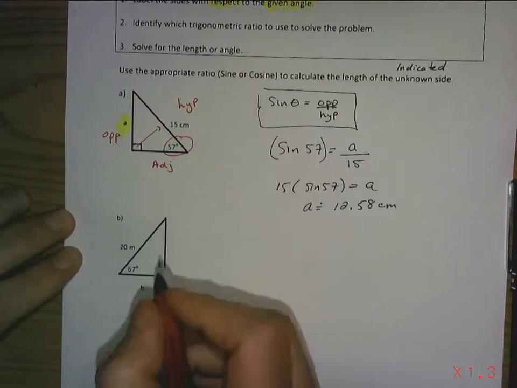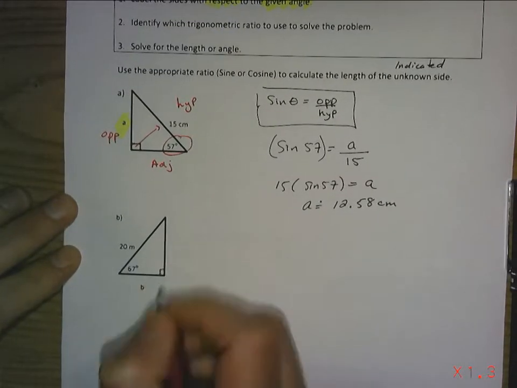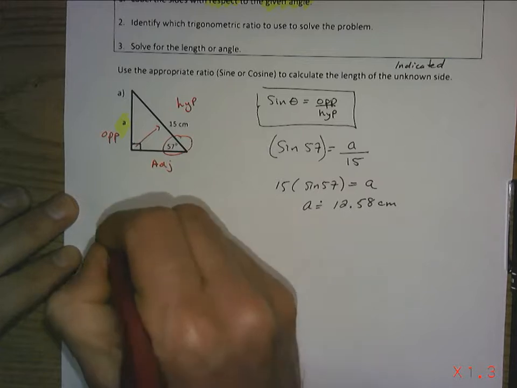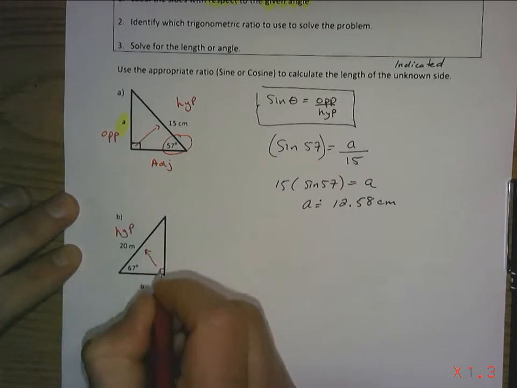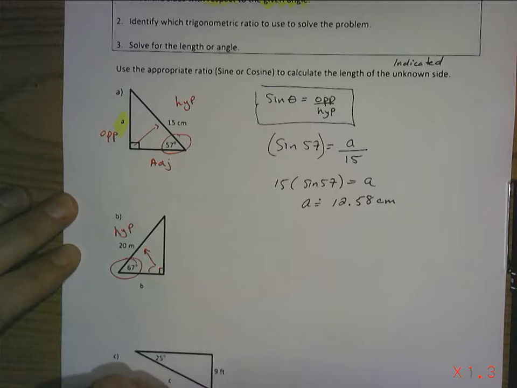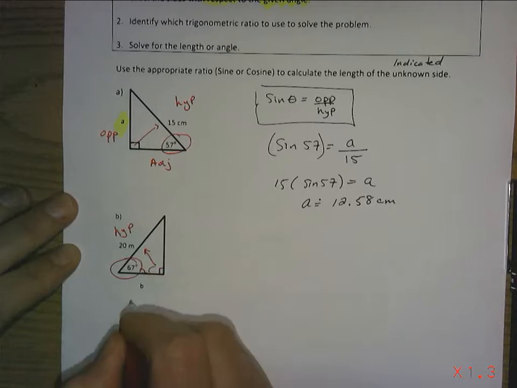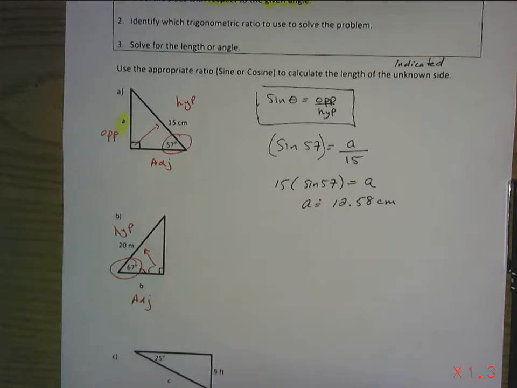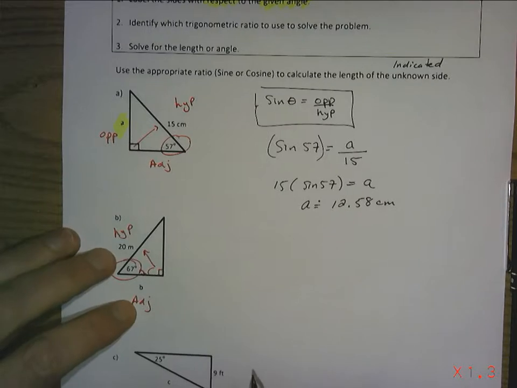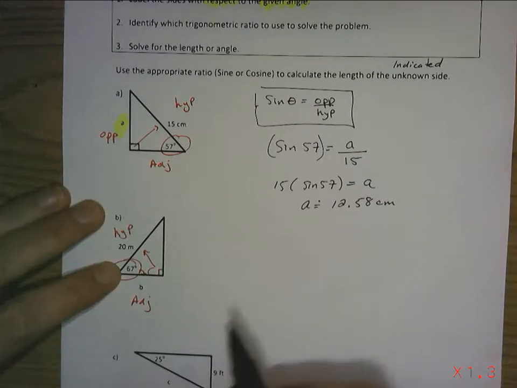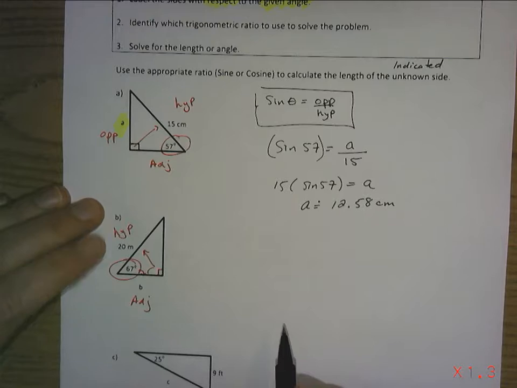So again, I go through the same steps. Here's my 90. How do I know? Because it looks like it. Sometimes you got to sort of think that. That's going to be my hypotenuse. This is my reference angle. So this is adjacent. And this is opposite. I don't know my opposite. I know I want my adjacent. I know my hypotenuse, and I'm given the reference angle. So which trig ratio uses adjacent and hypotenuse? The answer is cosine.